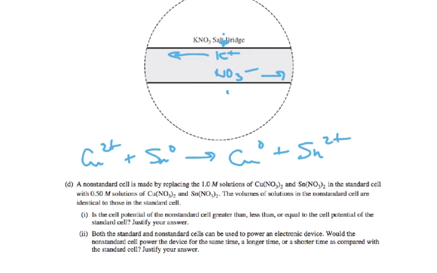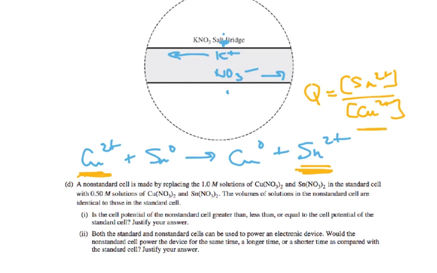Now, if we want to talk about what's going to happen to the voltage, we want to say, what's going to happen to Q? If you remember, Q is the same thing as K_eq. It's the concentration of the products and the reactants over each other. Don't put in the solids. So it's the concentration of tin ions over the concentration of copper ions. If we put in 1 molar here and 1 molar here for a standard cell, we can see that Q is going to be equal to 1. But if we put in 0.5 for tin and 0.5 for copper, then Q is still 1.